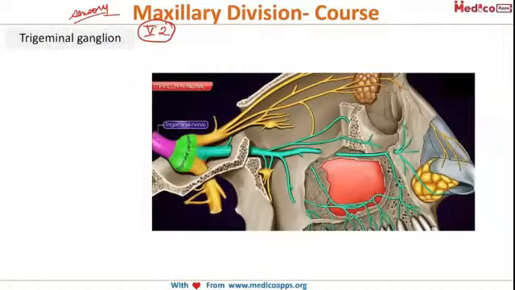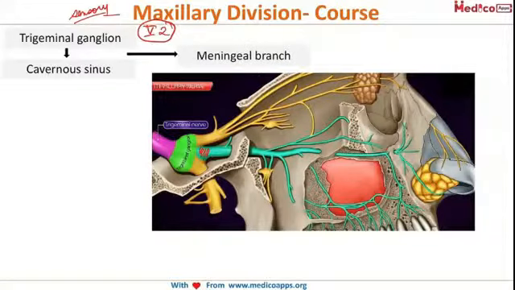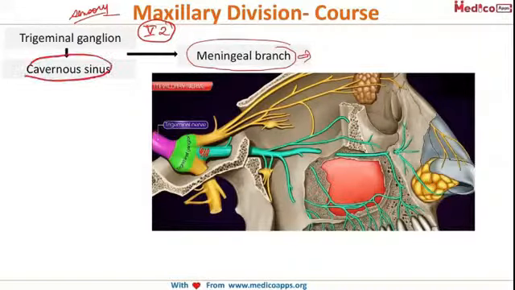Now, from the trigeminal ganglion, the maxillary division exits. Okay, so this is the maxillary division, and then it passes along through the lateral wall of the cavernous sinus, and from there it gives a meningeal branch. Before it exits the cranial cavity, it gives out a meningeal branch, which is a sensory branch to the meninges. It gives sensory branch to the dura mater, and after it passes through the cavernous sinus, it exits the cranial cavity through the foramen rotundum.